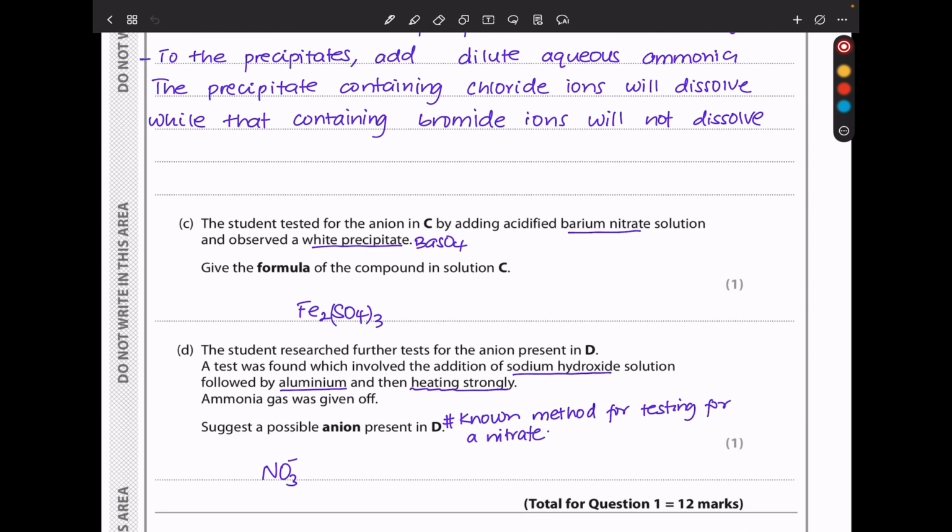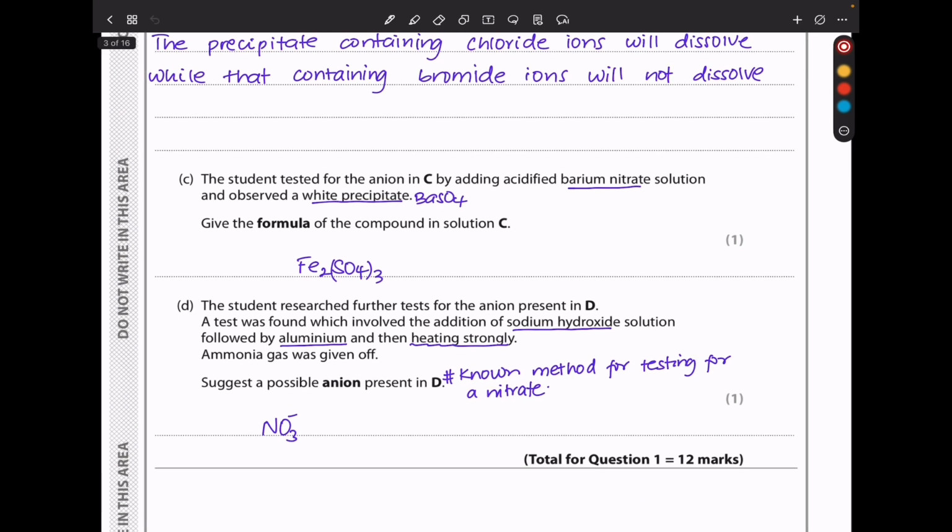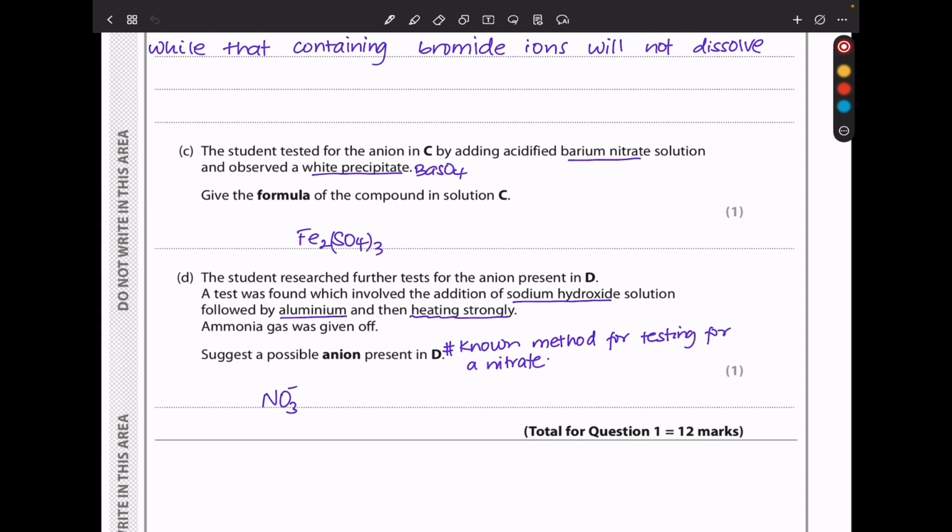In part C, the student tested for the anion in C by adding acidified barium nitrate solution and observed a white precipitate. This is going to be barium sulfate. Give the formula of the compound in solution C. Because the cation was iron 3 and the anion is sulfate due to the white precipitate formed here, this is going to be iron 3 sulfate.